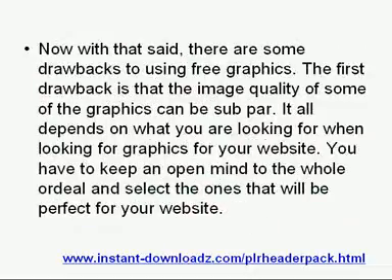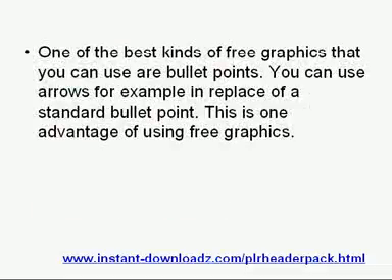Now, with that said, there are some drawbacks to using free graphics. The first drawback is that the image quality of some of the graphics can be subpar. It all depends on what you are looking for when looking for graphics for your website. You have to keep an open mind to the whole ordeal and select the ones that will be perfect for your website. One of the best kinds of free graphics that you can use are bullet points. You can use arrows, for example, in place of a standard bullet point. This is one advantage of using free graphics.